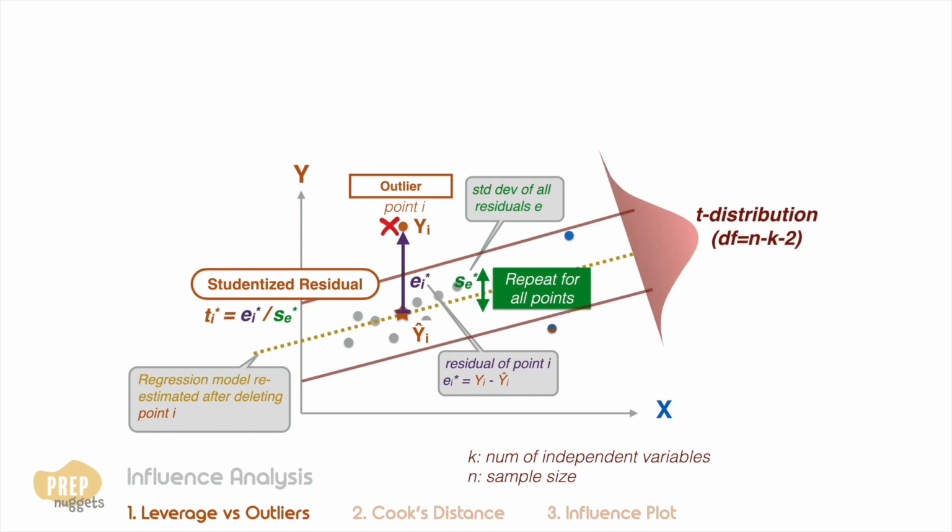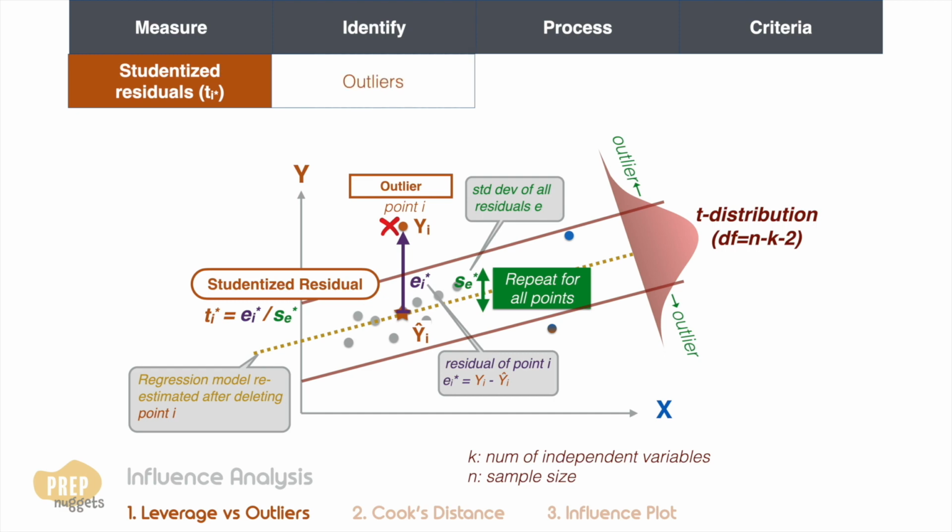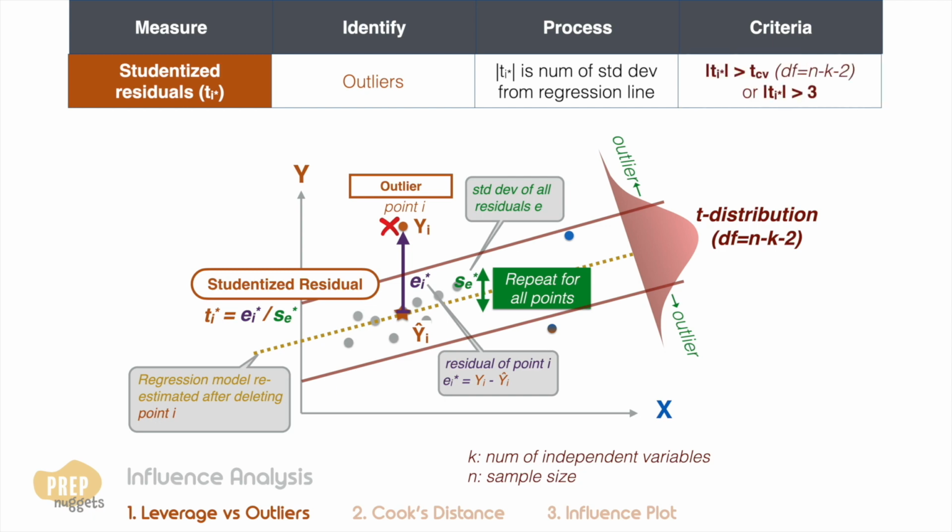To test if a particular point is an outlier, its studentized residual should be compared to the critical value of the t-distribution statistic with n minus k minus 2 degrees of freedom. Points that fall in the rejection region are termed outliers, and they are potentially influential. For this example, these two points may be considered outliers. In summary, the studentized residual is useful for identifying outliers. It measures the number of standard deviations the point is away from the regression line. If it falls in the rejection region in a t-test, or if its magnitude is greater than 3, the point is considered an outlier.